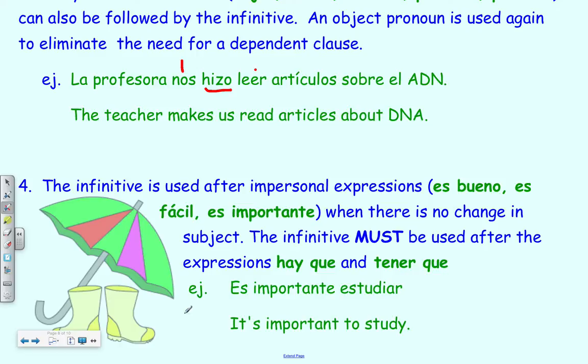If you want to specify that somebody else do this, it's important that you study specifically. You. Yeah, I'm talking to you right there. Then you're going to put in your que, you're going to use your subjunctive and all that jazz.